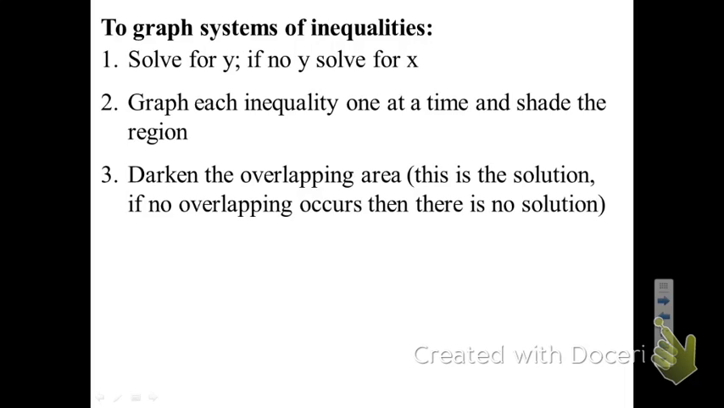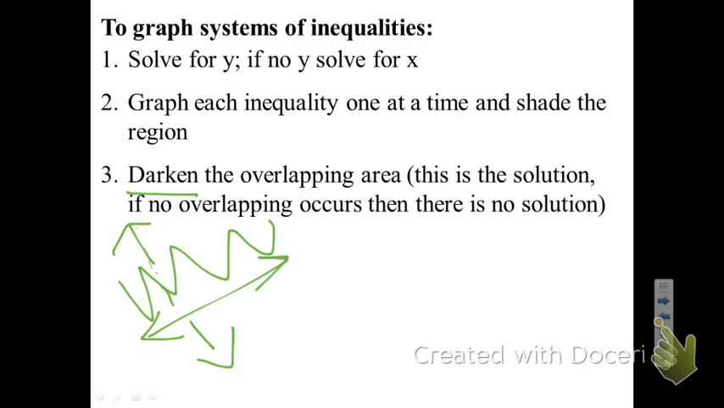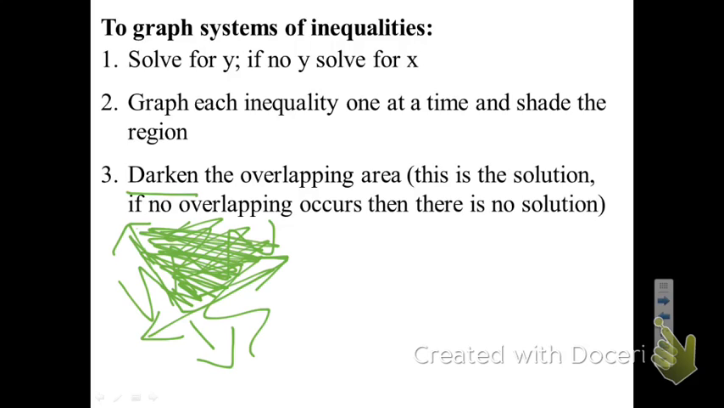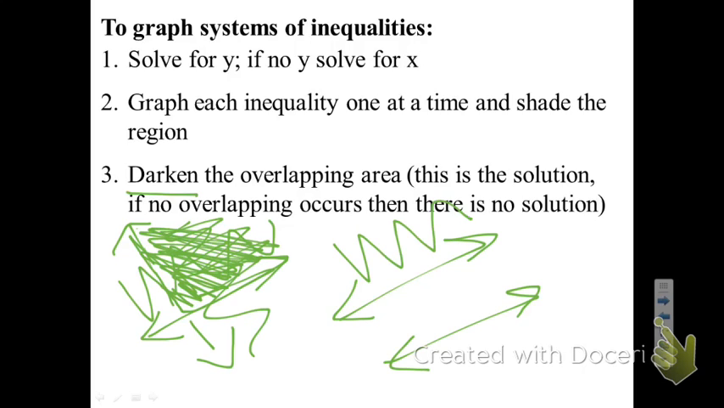Okay, the last thing that you're going to do is darken the overlapping area, and this is the solution. So if you had a graph like this and you shaded above, and you had one like this and it shaded above, then this would become the overlapping region, and that would be the solution. If there is no overlapping, for example, if you had parallel lines, and this one shaded above and this one shaded below, then because there is no overlapping, there would be no solution.